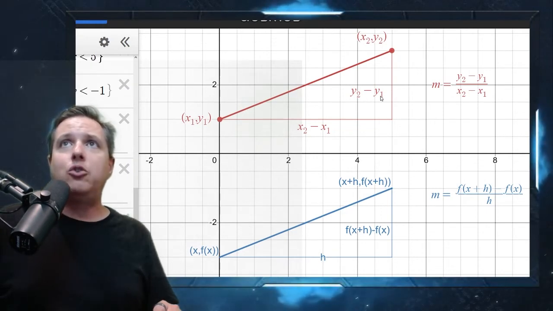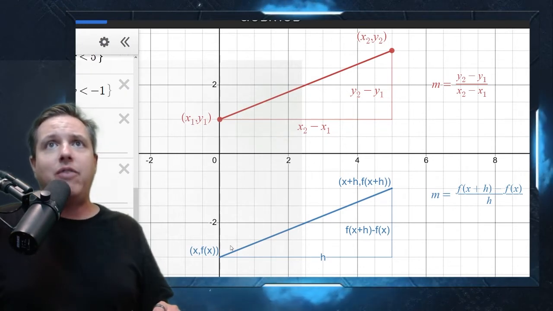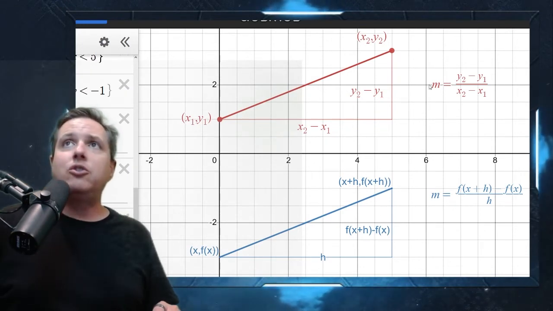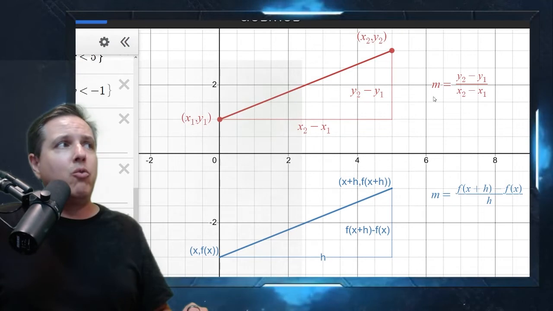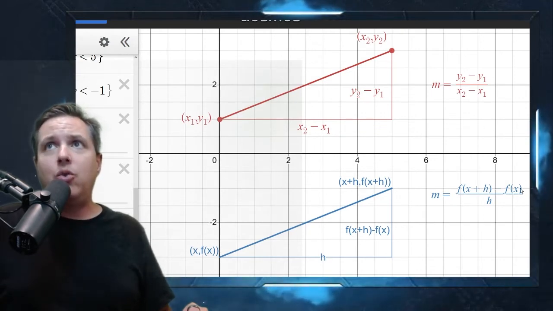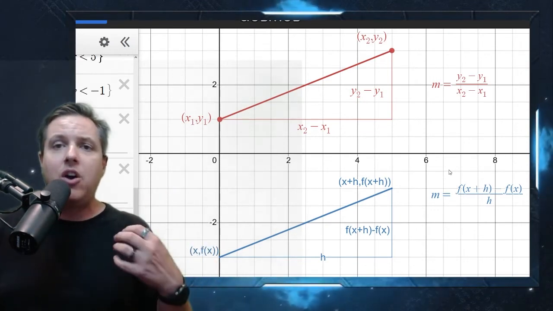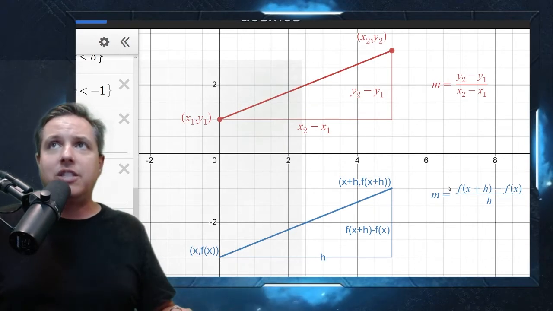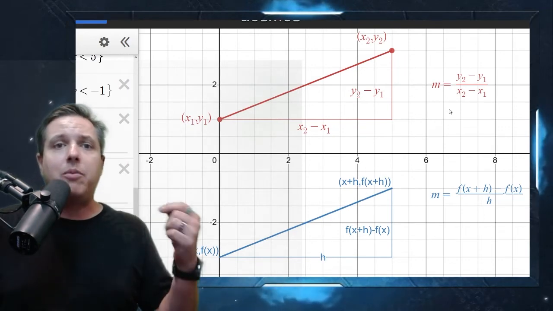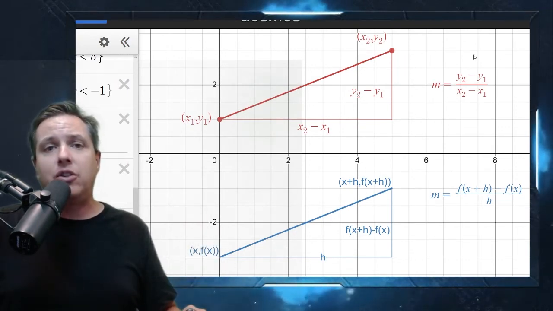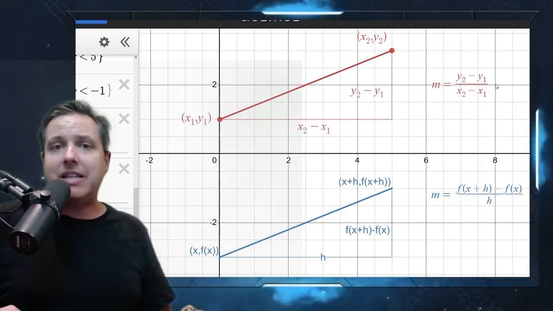What we used to call x2 minus x1 is now h. And what we used to call y2 minus y1 is now f of x plus h, the y value up here, minus f of x, the y value down here. These two formulas for slope are really giving us the same exact information, but one is doing it with point coordinates and one is doing it with functional values. A lot of calculus these days is taught from the perspective of functional notation, so you'll see this form of slope used much more in calculus, and a lot of algebra is taught from a point perspective, so you see this version of slope in algebra. But as you can see from the picture, they're representing the same exact thing.